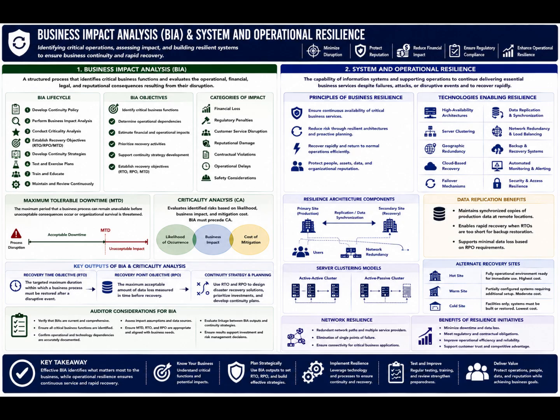System and operational resilience. System and operational resilience refers to the capability of information systems and supporting operations to continue delivering essential business services despite failures, attacks, or disruptive events while recovering rapidly to normal operating conditions. Business resilience extends beyond disaster recovery by emphasizing continuous service availability and organizational survival during adverse conditions.